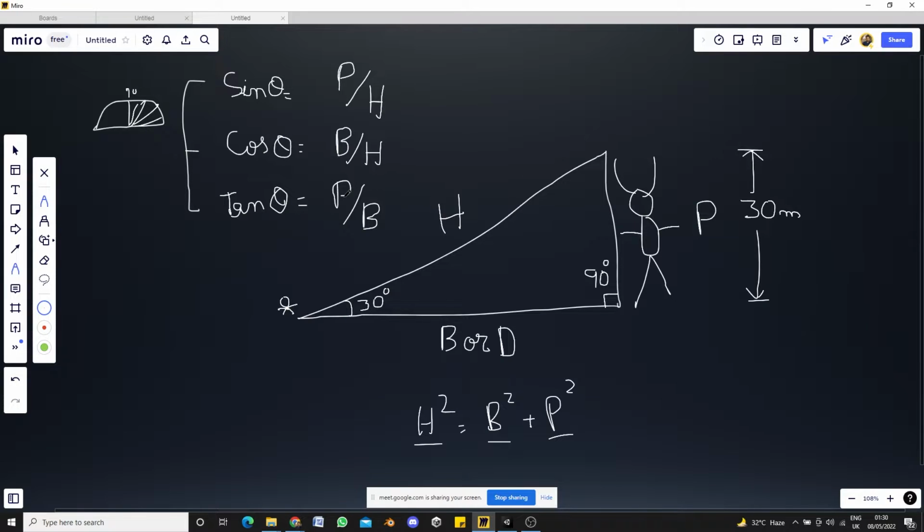Yes, we have the value of p as 30. Okay, and we need to find the b. So can you solve it now, Aryan? Okay, yes, we can. But before doing this, let's do one thing.